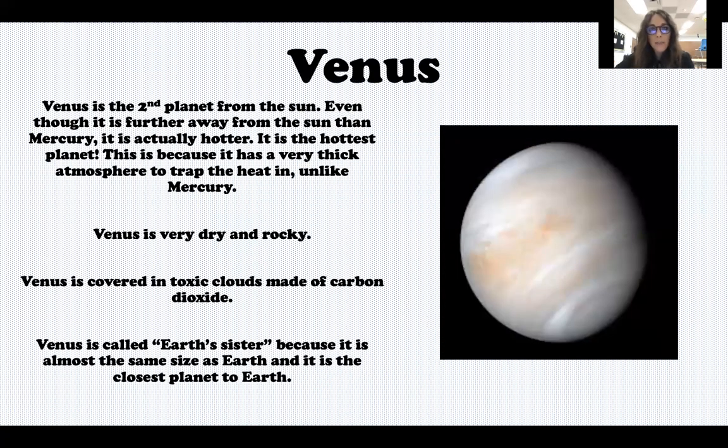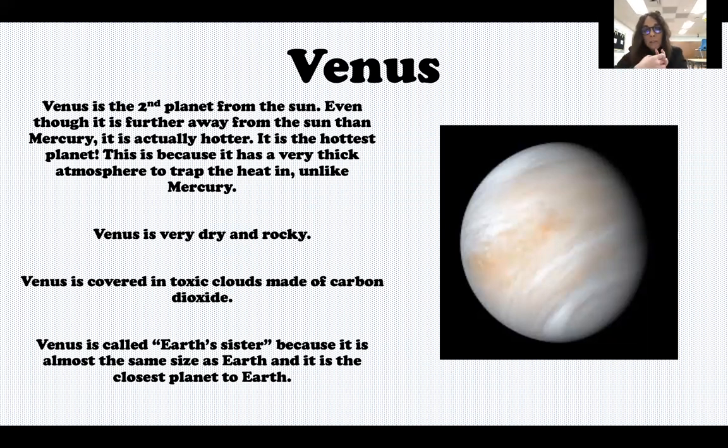Let's talk about Venus. Venus is the second planet from the sun. And here we go. Even though it is further away from the sun than Mercury, it is actually hotter. It is the hottest planet. This is because it has a very thick atmosphere to trap the heat in, unlike Mercury. So that means when the sun shines on Venus, the very thick clouds trap the heat in.